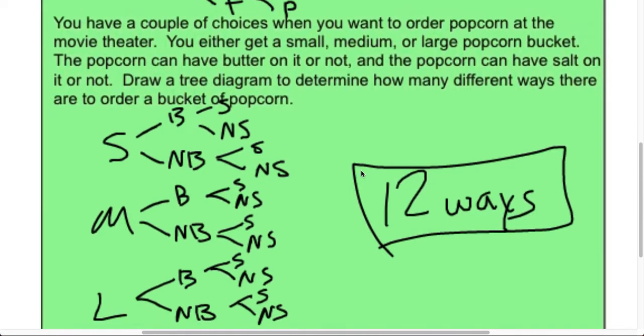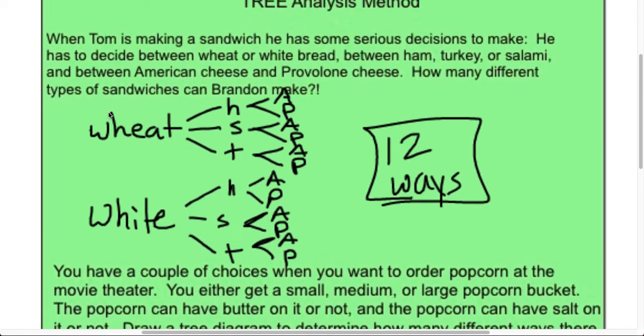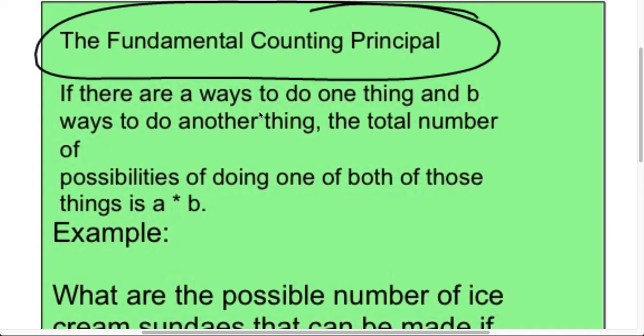If we look at the number of options, we had 3 sizes. We had 2 different types of butter, either butter or no butter, and 2 different options with salt, salt or no salt. 3 times 2 times 2 is 12. If we go back up to our sandwich example, we had 2 different types of bread. We had 3 different types of meat. We had 2 different types of cheese. 2 times 3 times 2 is 12. We call this the fundamental counting principle.